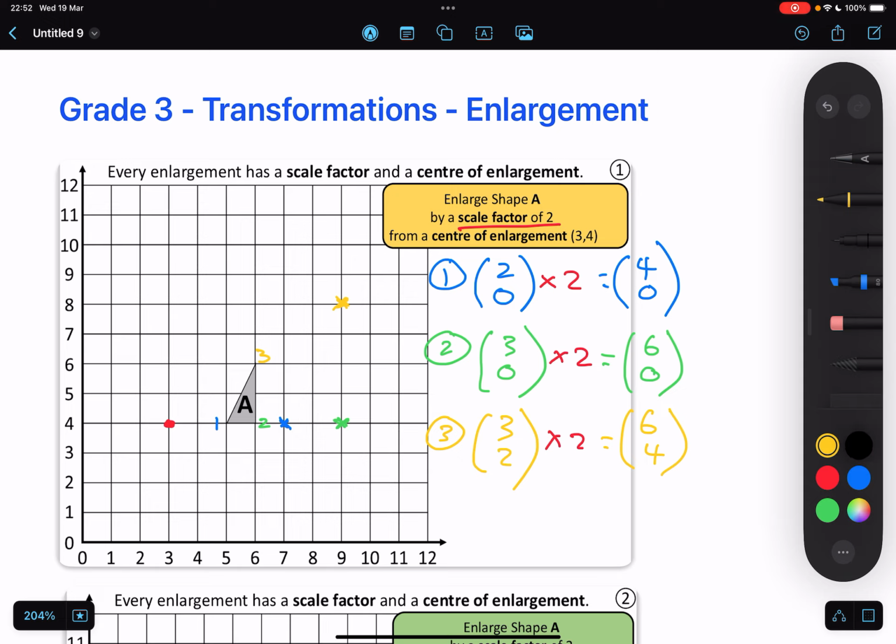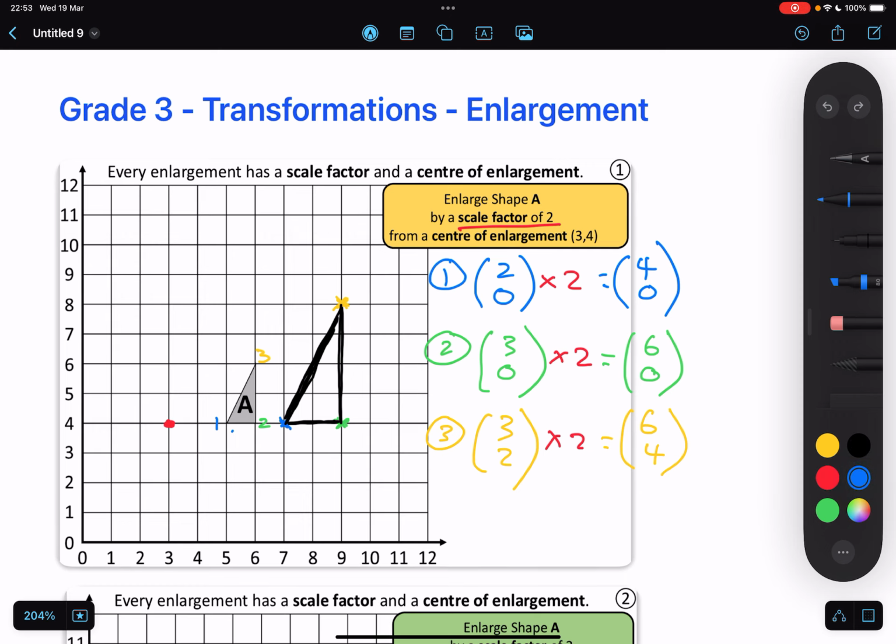Having done that, we are now able to draw our new shape, our enlarged shape. And you're going to want to be using a ruler. So we've got the base there. We've got that part of our shape. And there we go. But of course you use a ruler. Now, as you can see, what we've done is we've enlarged shape A by scale factor of 2 from the center of enlargement. So let's just double check that it is twice the size.